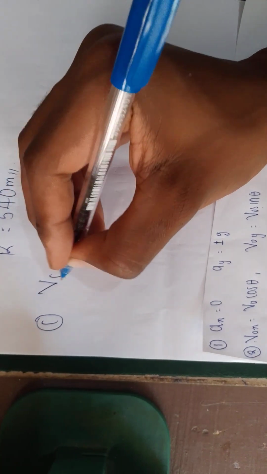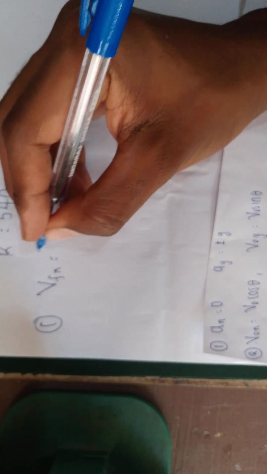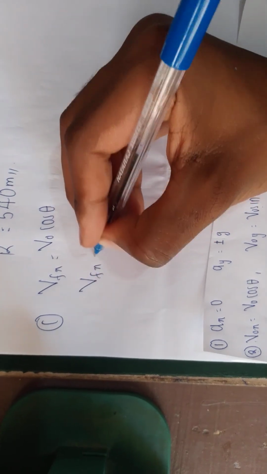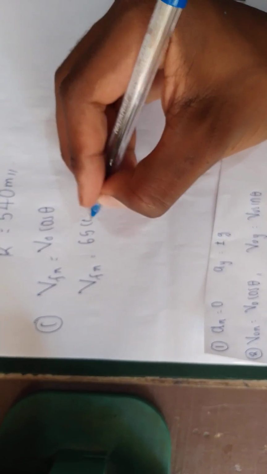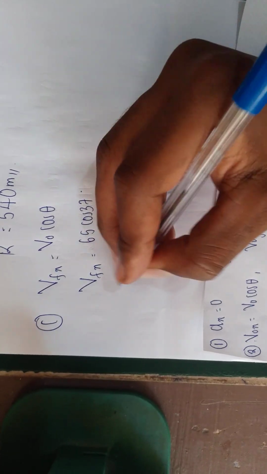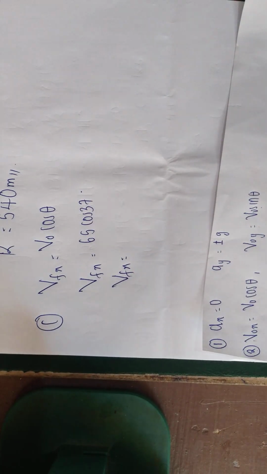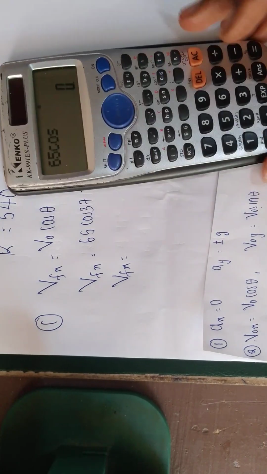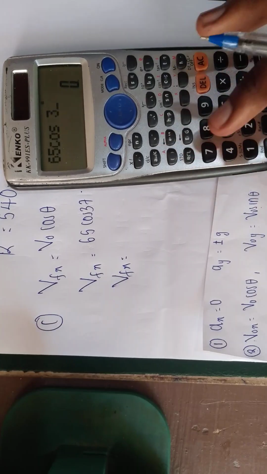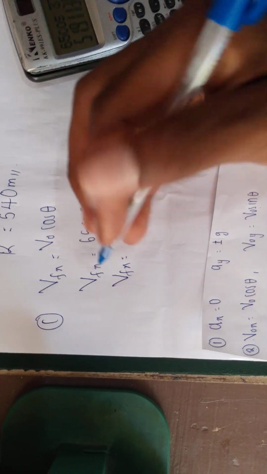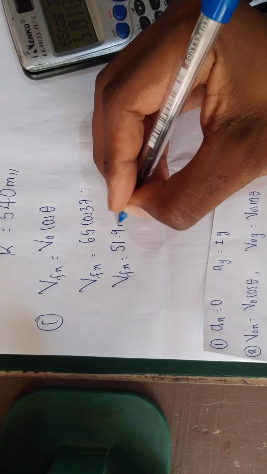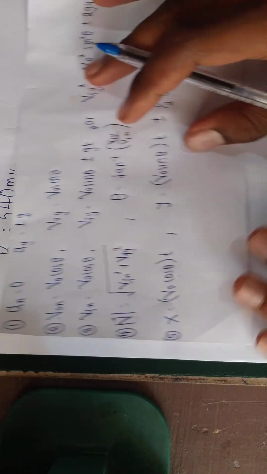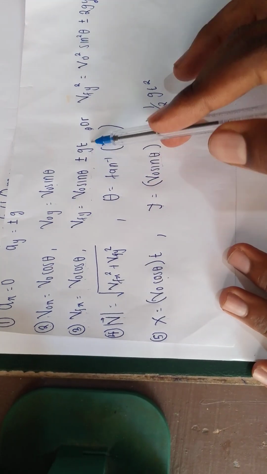So you will say the final velocity in the x is given by V0 cos theta. So the final velocity in the x is going to be 65 cos 37. So you're getting 51.9 meters per second. And then you also determine the final velocity in the y using this formula here.